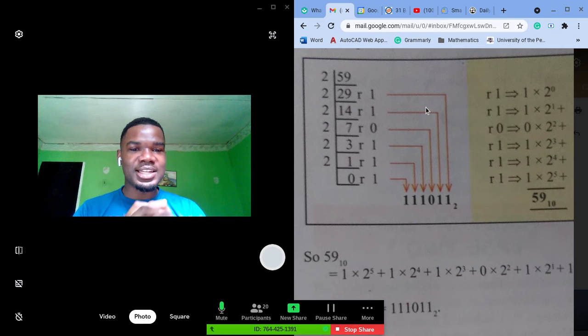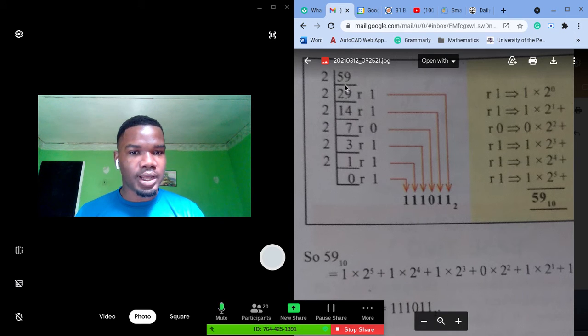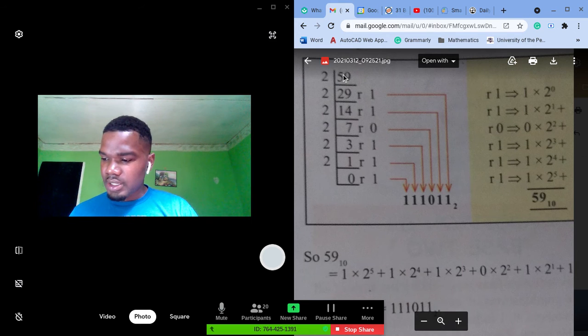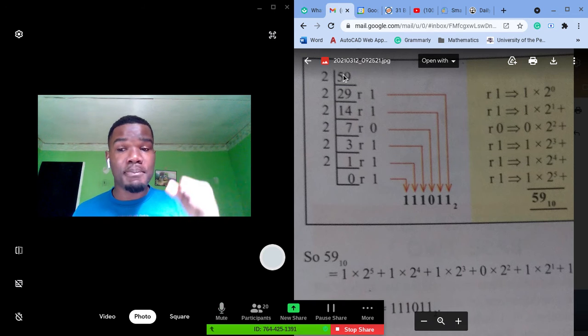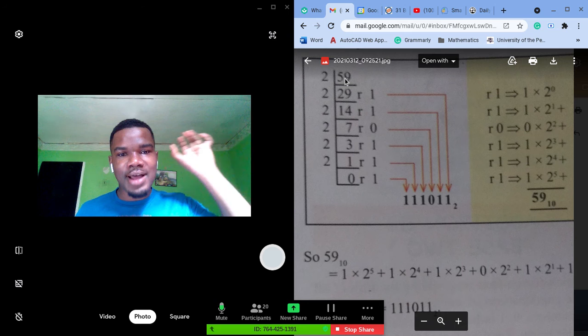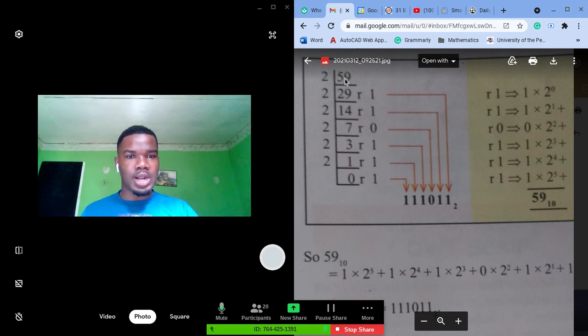All right, let's look at this number. Here's the 59 that we were looking at, and here's a table that really simplifies everything that we've been doing. All right. So here's the first step. Write this for me. The first step is to place the value that you want to convert to base 2 on the right. So that's how we put 59 on the right.